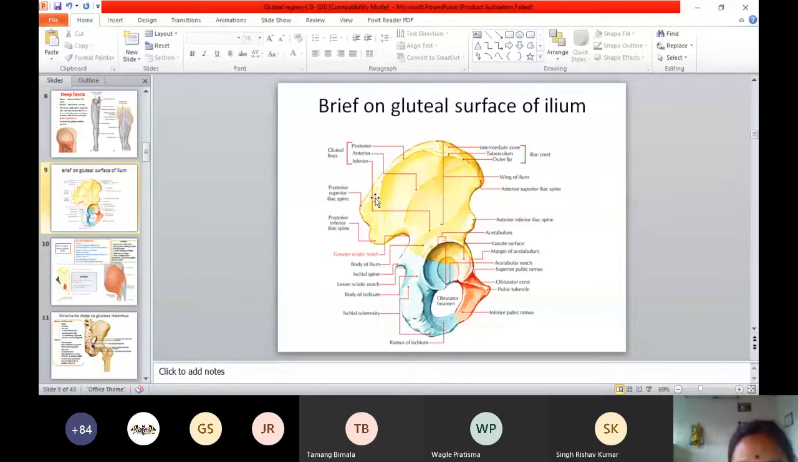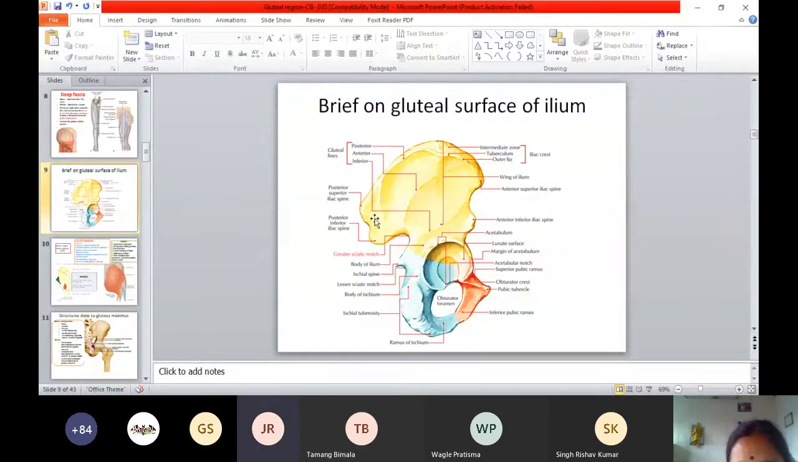So, how many lines? What is the name of this line? Posterior gluteal line. This is the anterior gluteal line. And this is the inferior gluteal line. Very good. Now see carefully: these 3 lines divide the gluteal surface of the ilium into 4 parts.